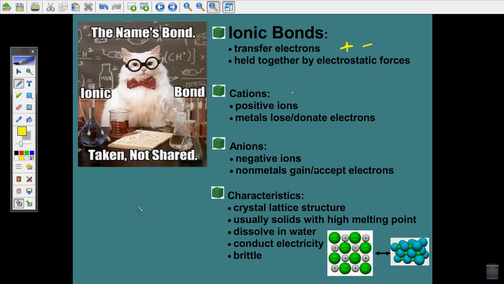And a good way to remember that cations are positive. Y'all know I can't draw. My little kitty cat, and there's his butt, which is positive, so that's the cat butt. So cations are positive.